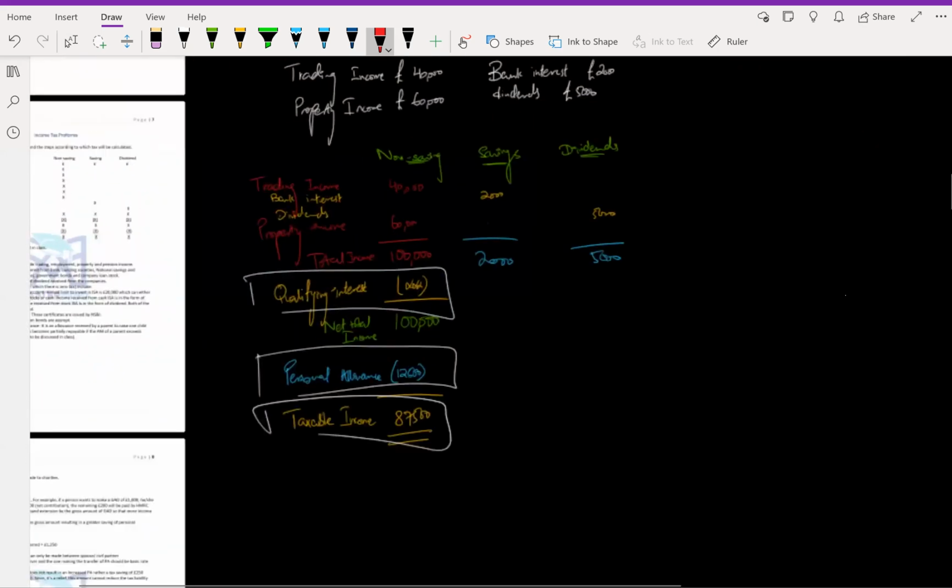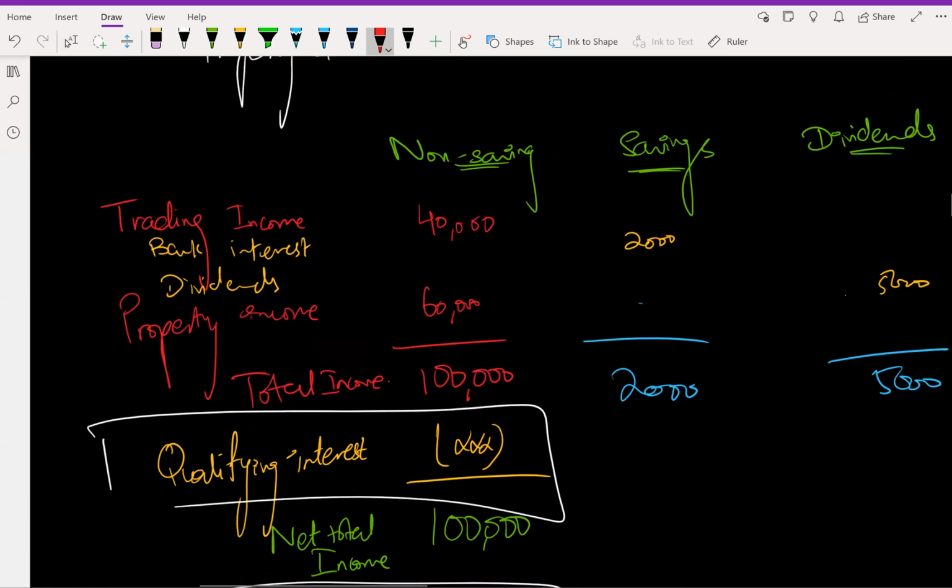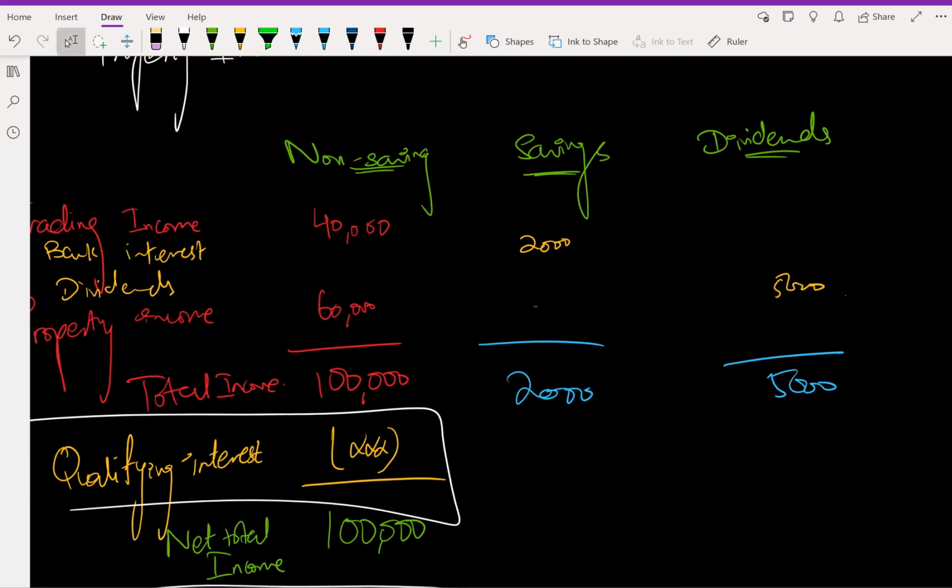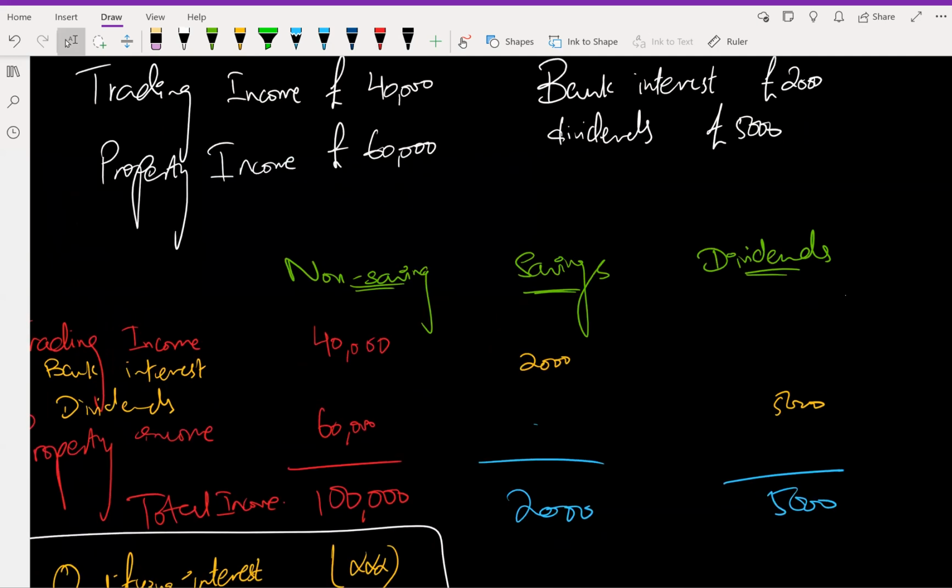Non-savings income will always get the first priority. There's a reason why I've written it this way: 1, 2, 3. This is the priority level from left to right. Non-savings will get the first priority for all deductions.